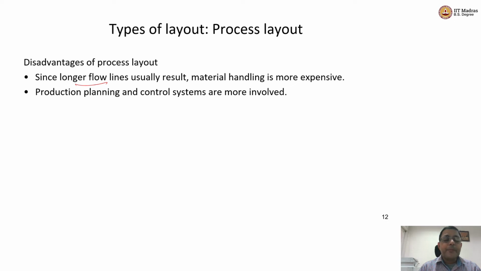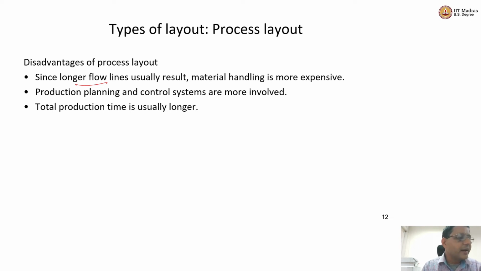Because the products flow over a longer distance, they spend a lot of time traveling, they may have to wait for the machines, and therefore the total production time is usually longer or higher in the case of process layout than it is for the product layout. Product layout is a very specialized layout for that particular product. Since this is a generic layout, the total time required is usually longer.